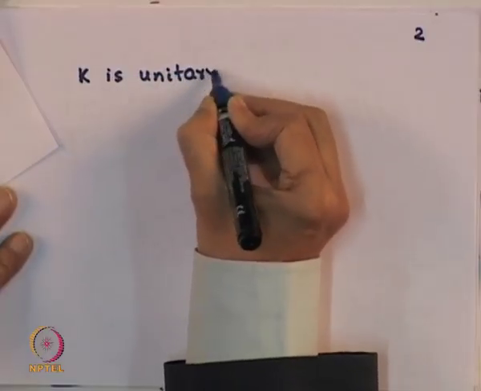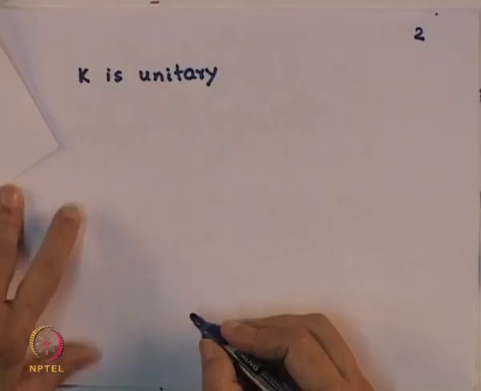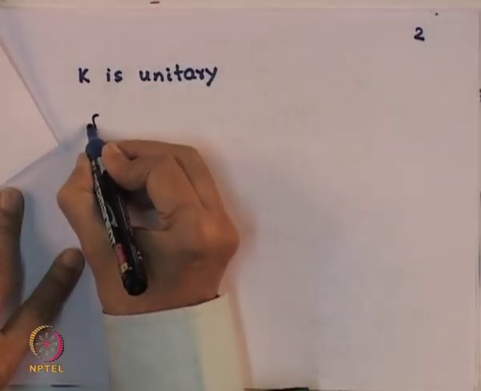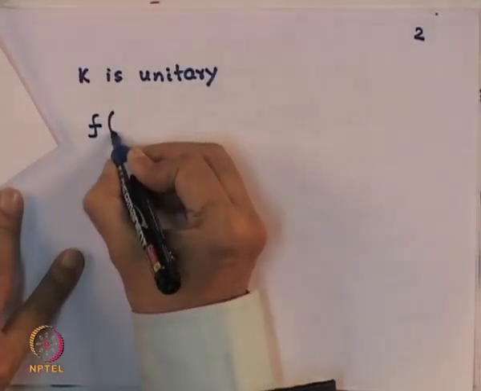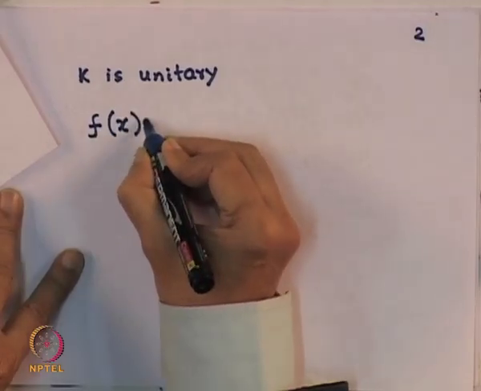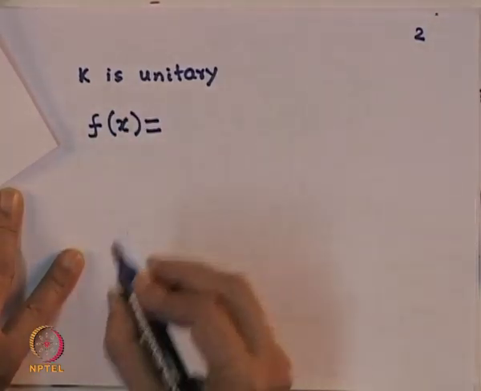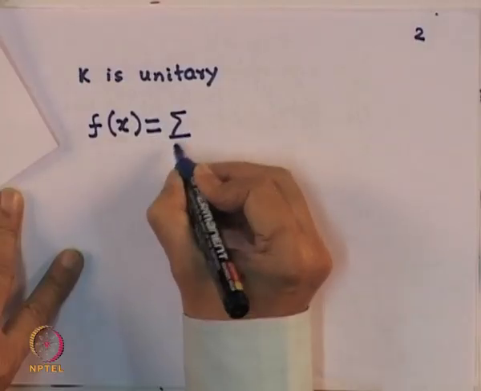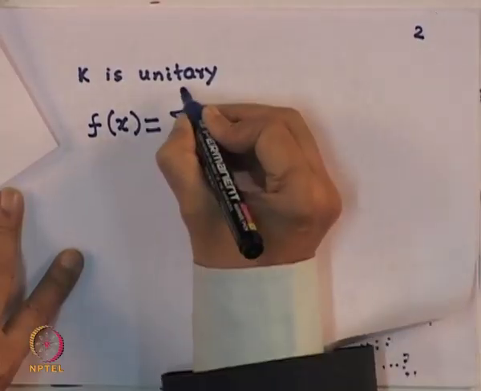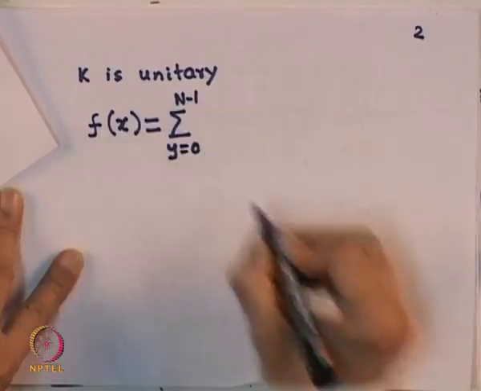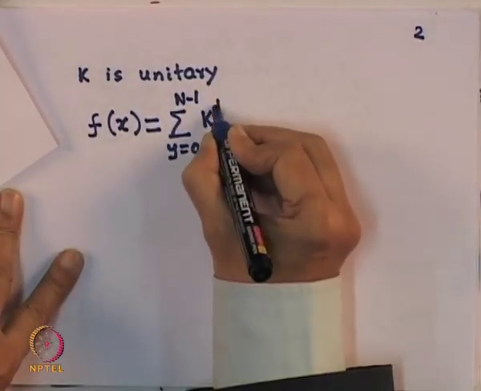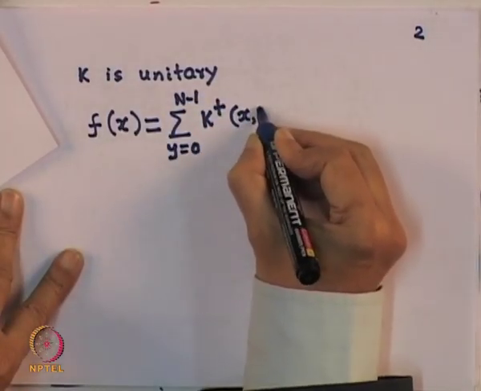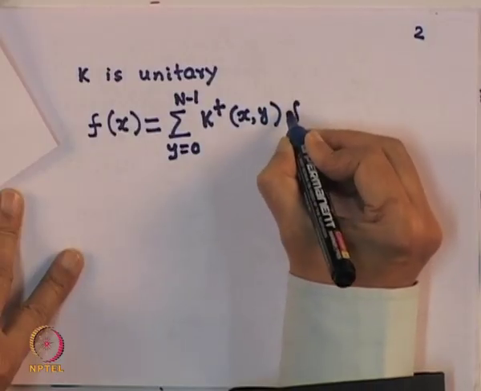So if k is unitary, then I know that k dagger is defined, and I can then talk about an inverse transformation, that is, starting from f tilde of y, the sum over y equal to 0 to n minus 1 again, of k dagger of (x,y) times f tilde of y.